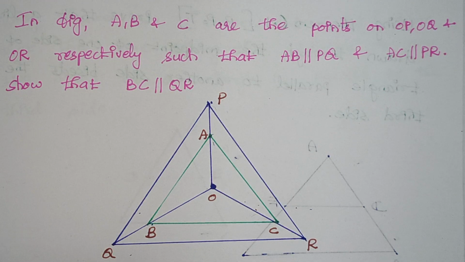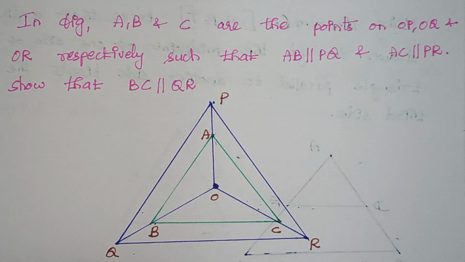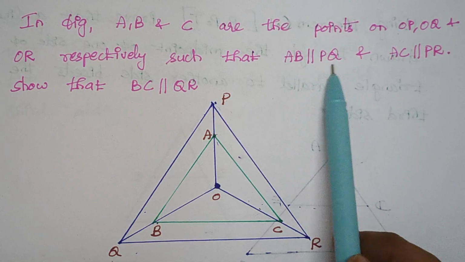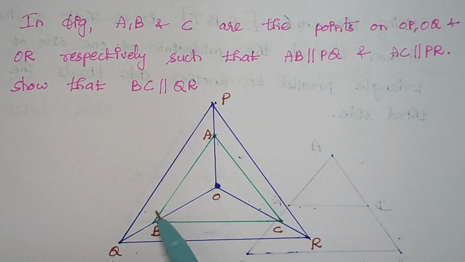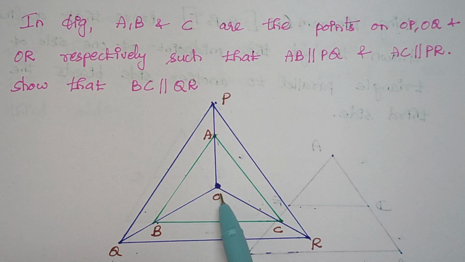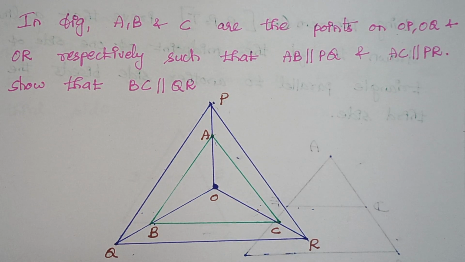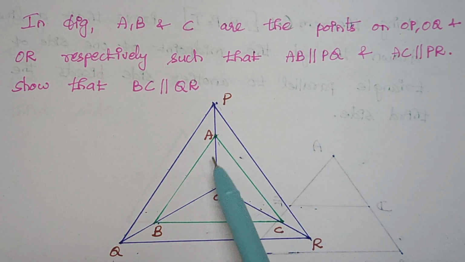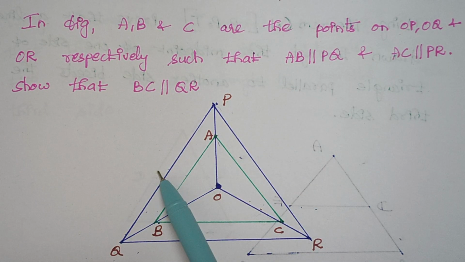So this is the given data, and finally we have to prove that BC is parallel to QR. So first, what is given? AB is parallel to PQ. These two lines are part of the triangle OPQ. Only from the given data we have to select the triangles. So in OPQ, AB is parallel to PQ.